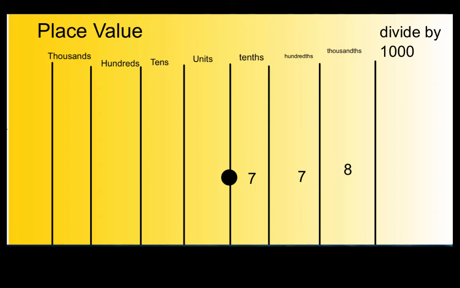3, 2, 1. And we're back, so this should be our answer now. 0 units, 7 tenths, 7 hundredths, and 7 thousandths. You don't have to put in a 0 there, that's fine, because there's nothing between these digits and the decimal point, so that's just 0.778.